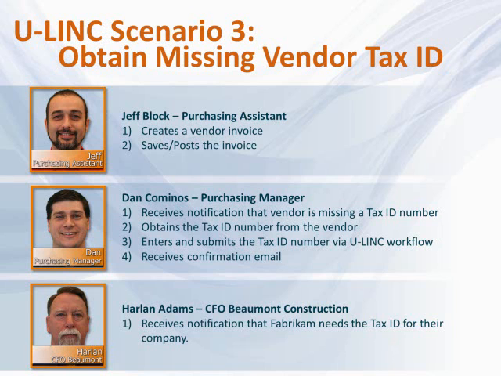In Scenario 3, obtain missing vendor tax ID, Jeff will create a vendor invoice, save and post the invoice. Dan will receive notification that the vendor is missing a tax ID. Obtain the tax ID number from the vendor. Enter and submit the tax ID number via U-LINC workflow and receive a confirmation email. Harlan will receive a notification that Fabricam needs the tax ID for Beaumont Construction.